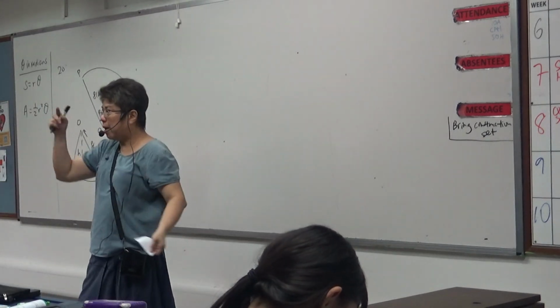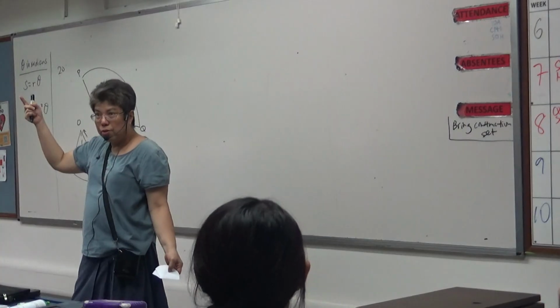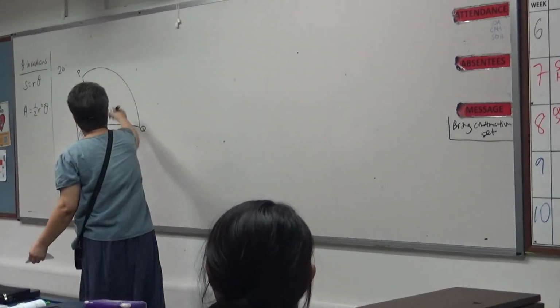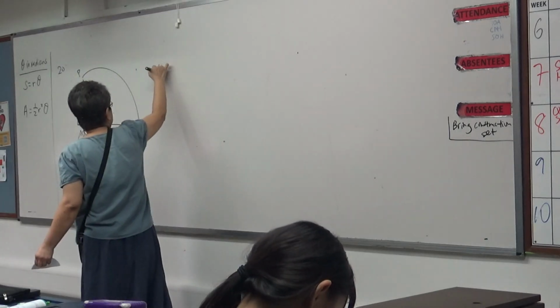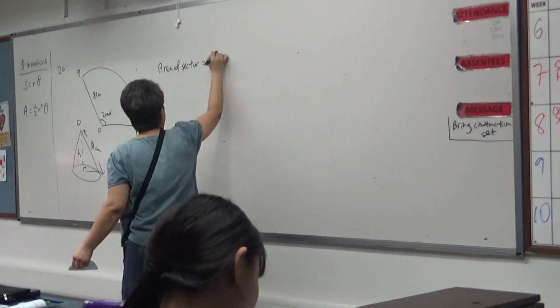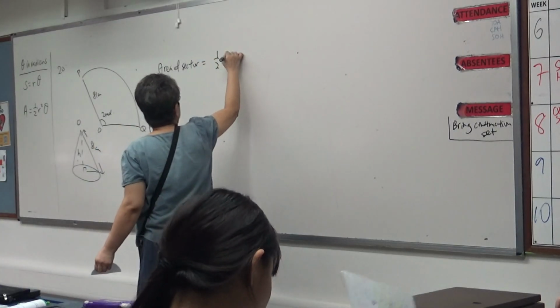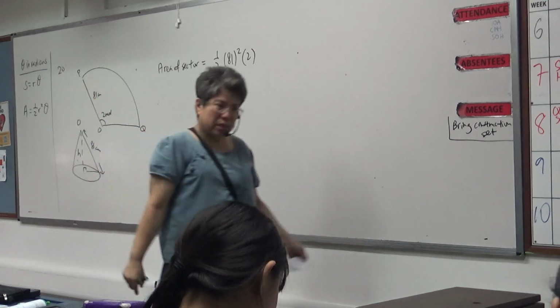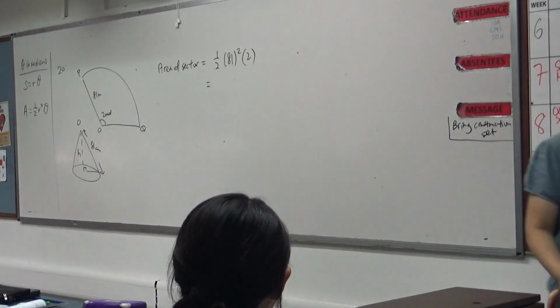Curved surface area is pi r l, right? Remember? Last time we did it. Curved surface area is pi r l. Okay, all of you now. Area of sector, half r squared theta. Okay, can all of you find this out for me first? How many cm square?